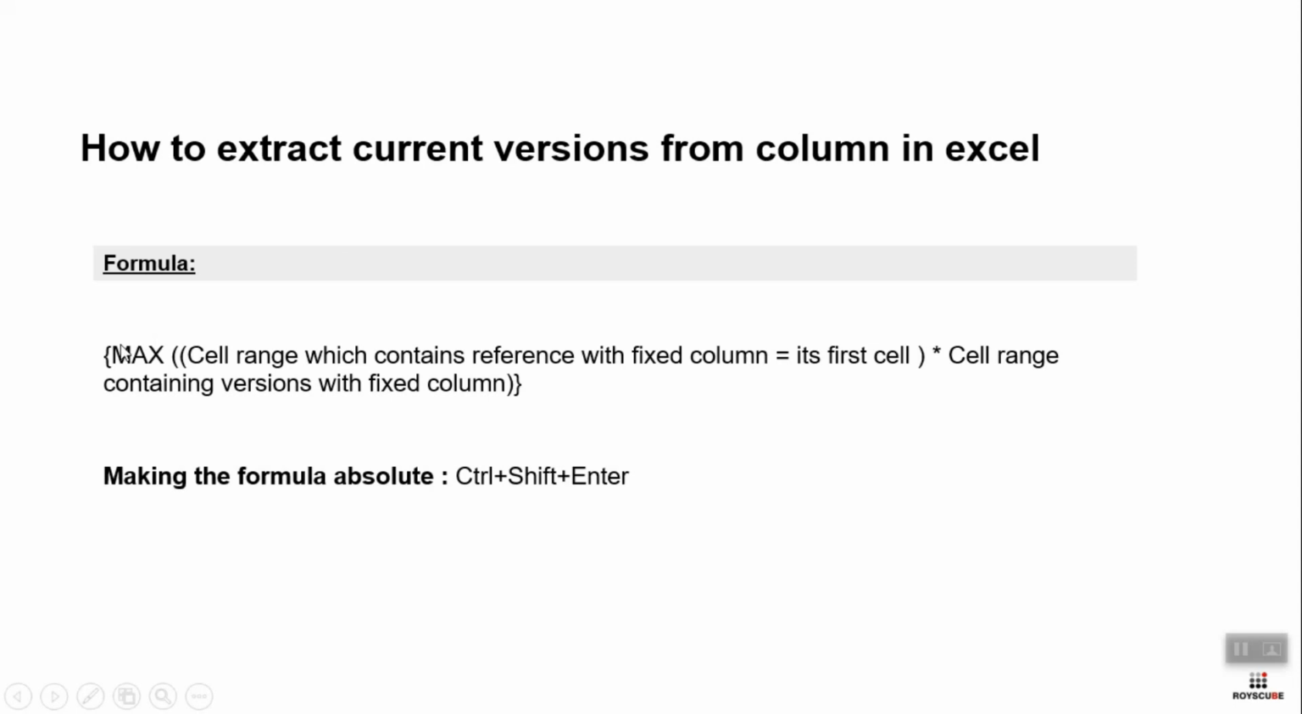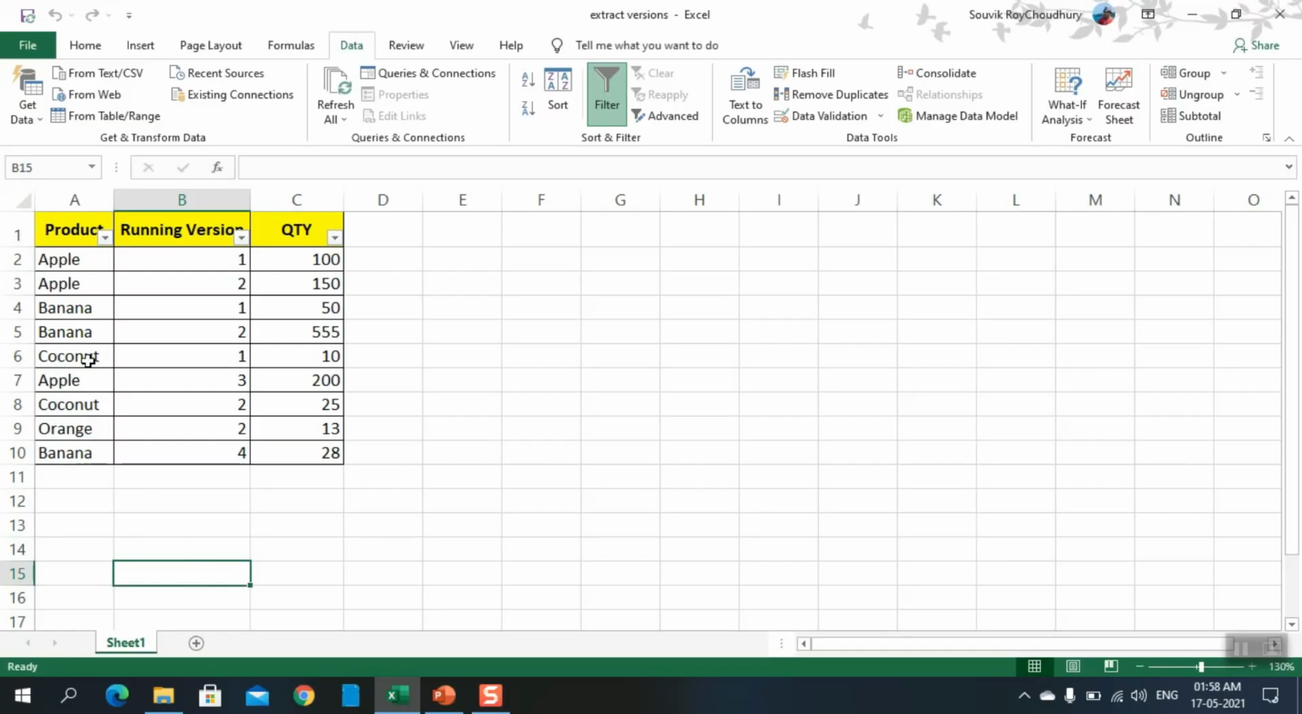Now you can see the curly brackets are there. This makes the entire formula an array formula, so it will work across the range for individual cells. Now you can see this is the file we currently have. I have put the filters over here for your reference.